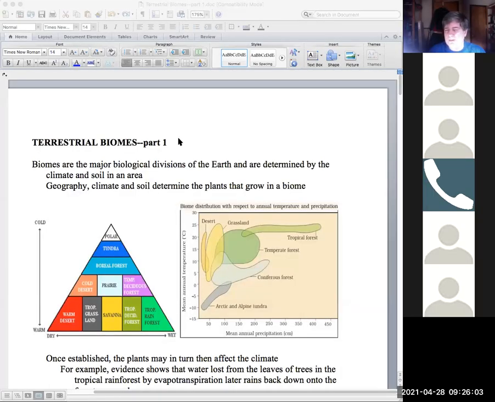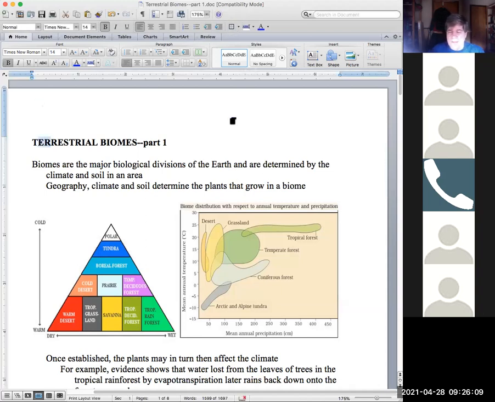So let's leave that screen and let's start looking at some specific environments. You should see a pyramid again. Let me know if you don't see that pyramid because I've got you on the wrong page.